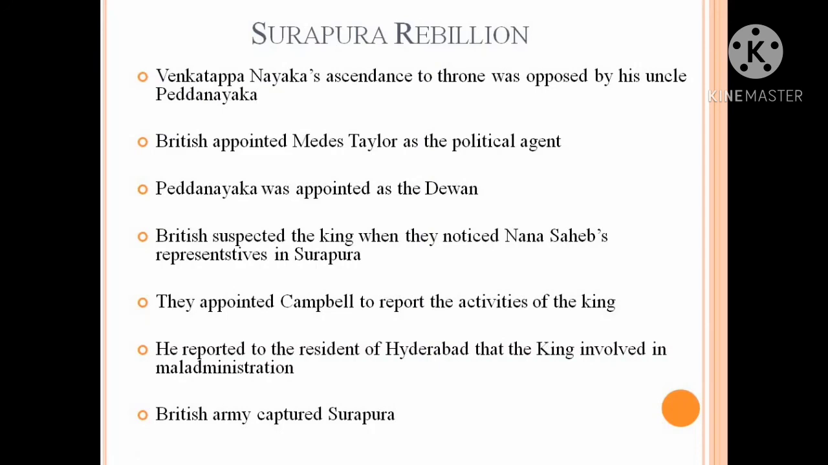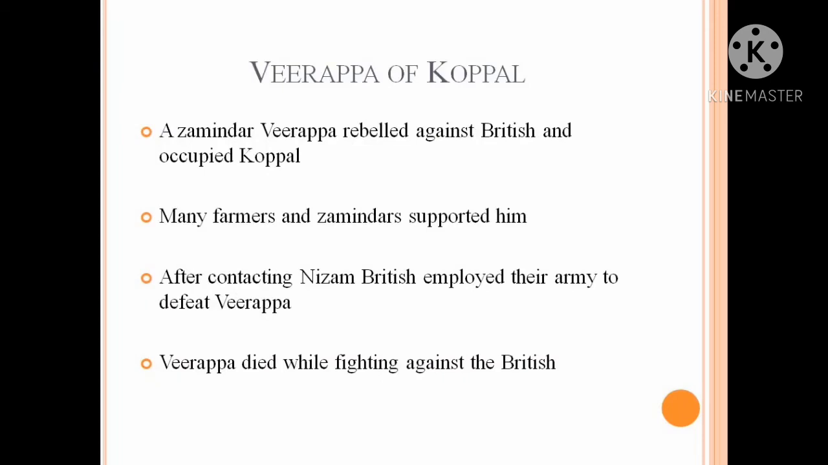So the British army immediately attacked Surapura and captured it. There Venkatappa Nayaka's rule ended and he died. But about the end of Venkatappa Nayaka there was confusion among the historians. So this is the end of Surapura. Next we have to discuss Veerapa of Koppal.